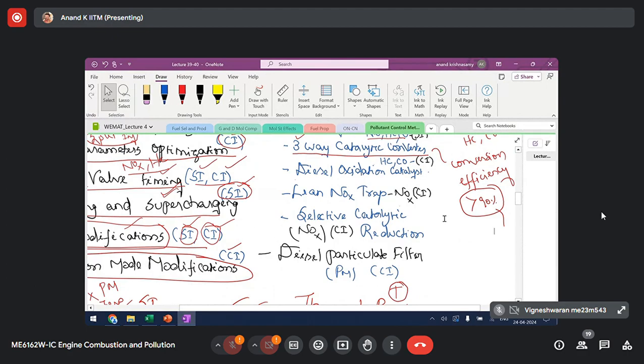So we have seen only one device for spark ignited engines, but the problem with CI engines is you need different devices as indicated here. To control HC and CO, what you need for a diesel engine is a DOC. DOC is diesel oxidation catalyst. Okay, diesel oxidation catalyst is used to oxidize HC and CO in the engine exhaust to H2O and CO2.